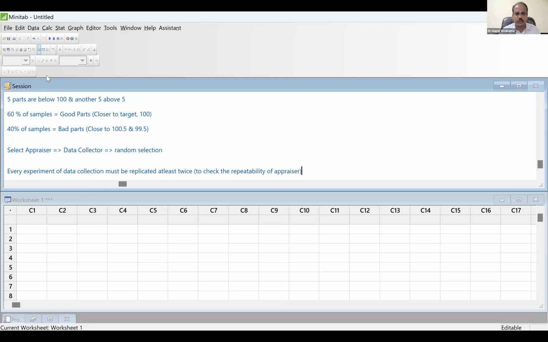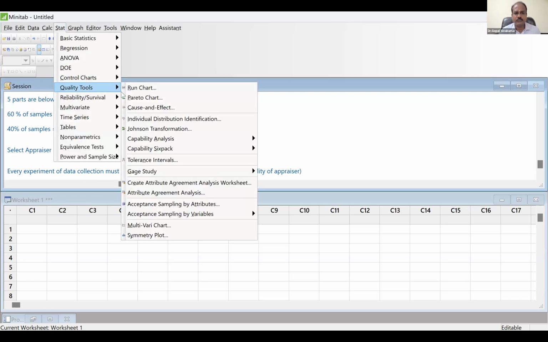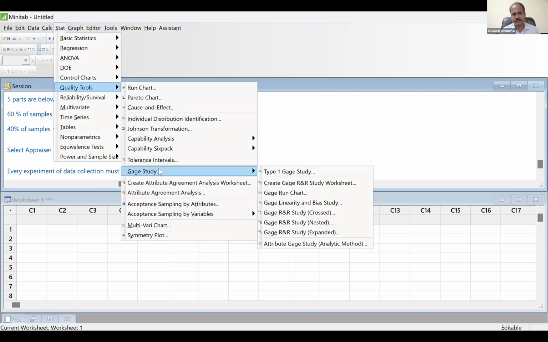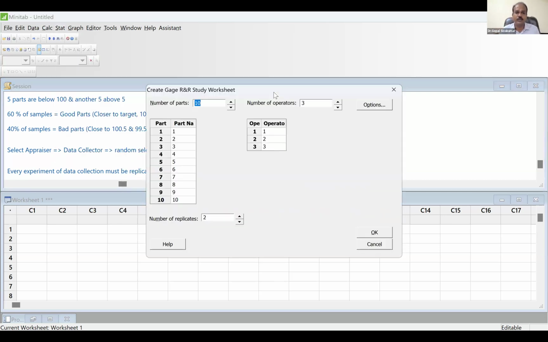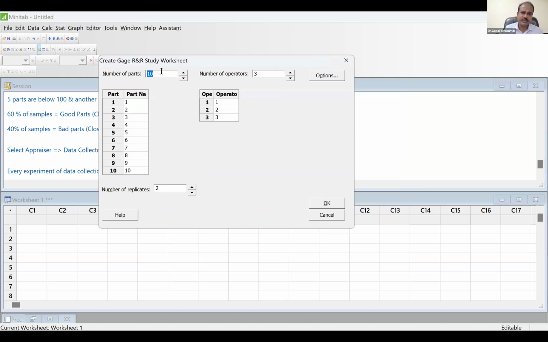Now I will show you the procedure in Minitab. Go to Stat, go to Quality Tools, go to Gauge Study. Right? Stat, Quality Tools, Gauge Study. And now there is an option to create your Gauge R&R study worksheet. You click that, and now it will ask you number of parts. What is that I told you? Minimum how many parts you should have? 10. You want to have 15? That's well and good. You want to have 20? That's extremely good. But minimum 10.